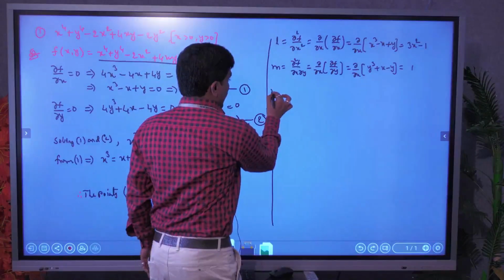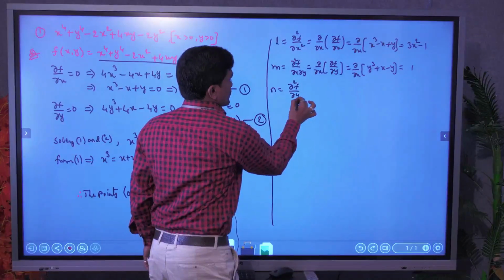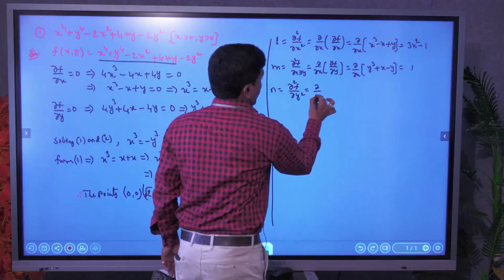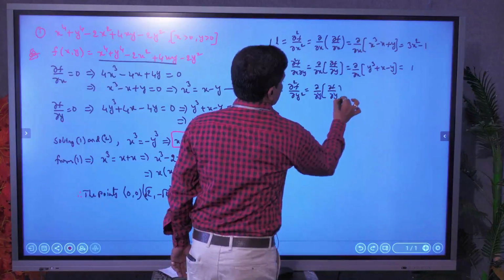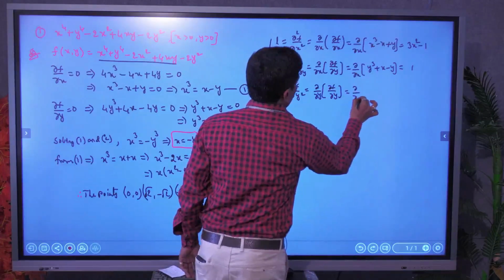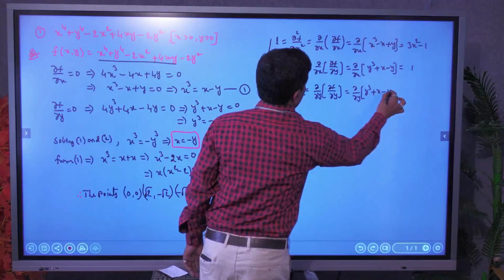Now write N. Dou square f by dou y square. So that is dou by dou y of dou f by dou y. Then write dou by dou y of, what is dou f by dou y? Y cube plus x minus y.